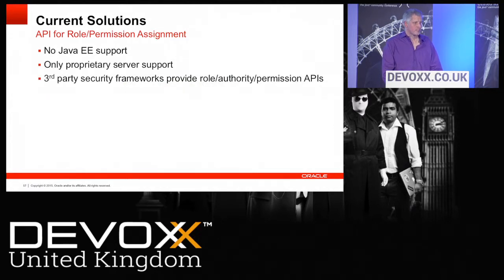Currently, there's no standardized Java EE support for this sort of mapping. There's only proprietary server support, by design. Originally, EE was meant so that you take an application and deploy it, and the app administrator, the server administrator, would do that mapping for you. Only proprietary server support for this. And of course, third-party security providers will let you do whatever you want to do with roles and authorities and permissions.